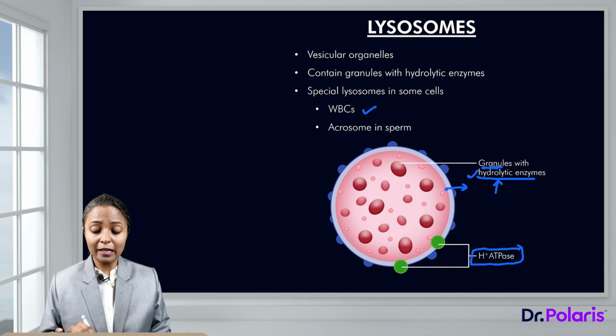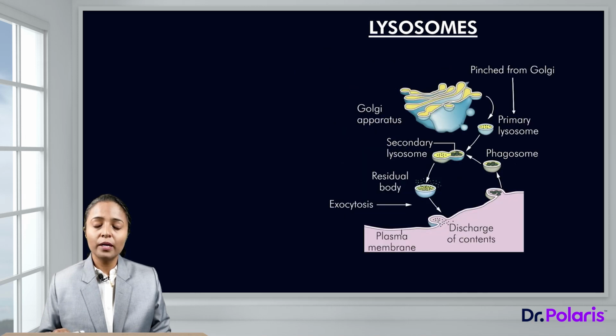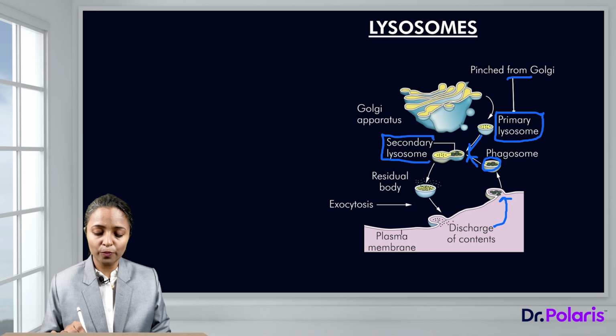Then there is the acrosome in a sperm, which also has hydrolytic enzymes. Now, this lysosome basically is pinched off from the Golgi apparatus, which is basically a primary lysosome. The waste products taken from the surroundings, or any substance which needs to be degraded, is taken in by endocytosis. It is held in a phagosome, which is basically an enclosement of the waste product by a membrane. Now this phagosome, when it fuses with the primary lysosome, forms the secondary lysosome.